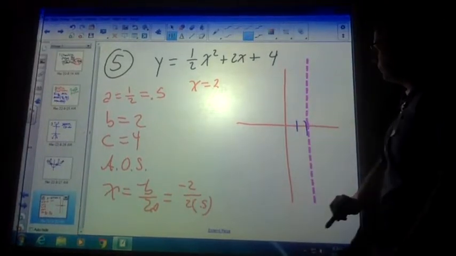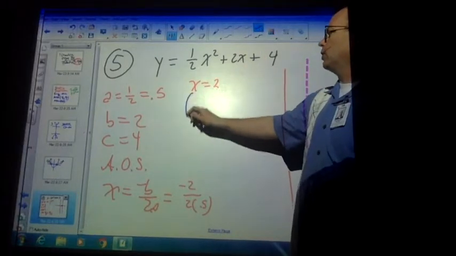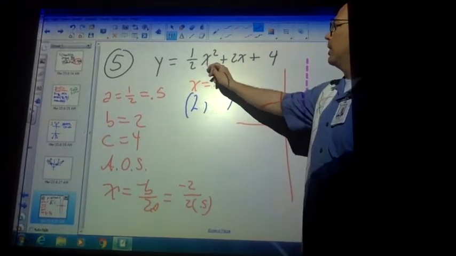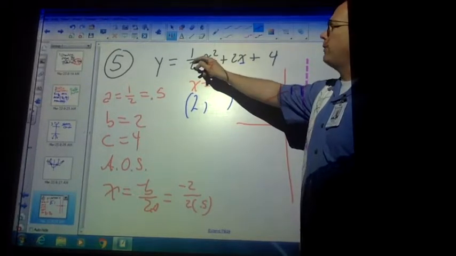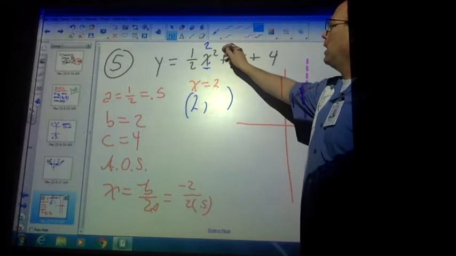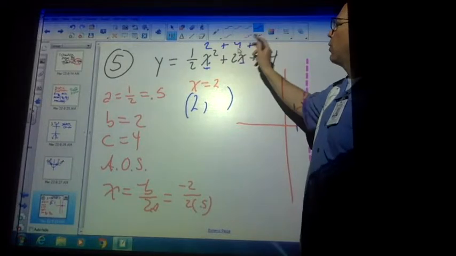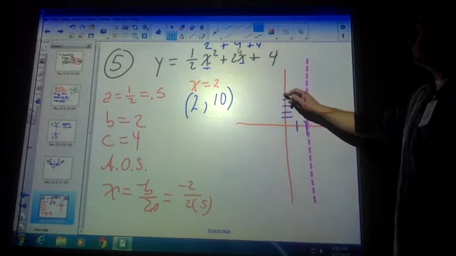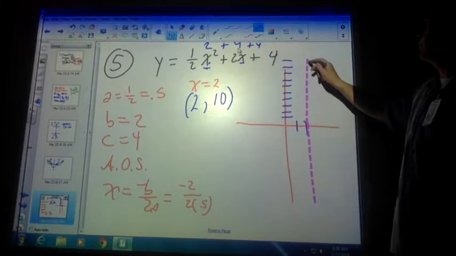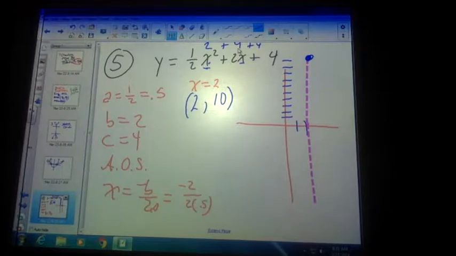So axis of symmetry, right? That's the first thing up there. Do I know the whole vertex, or is there something I have to do? Plug in. Yeah, I have to plug in 2 here and here. So 2 squared is 4. Half of 4 is 2. Plus 2 times 2, which is 4, plus 4. So 2 plus 4 plus 4 is 10. So 2 comma 10 is way up here. Did I do that all right? Are all my signs good? Ooh, I made one error. Does anyone see it?